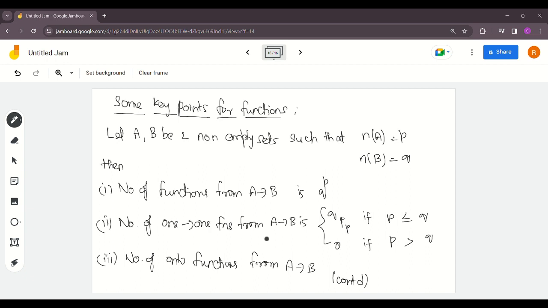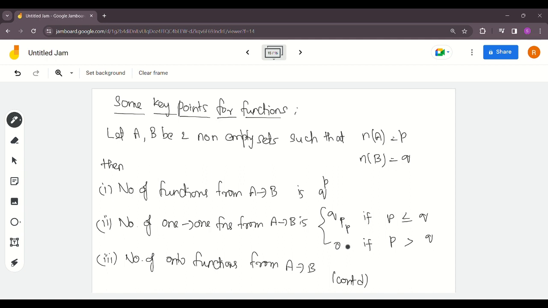Number of 1 to 1 functions from A to B. Here you have a specific condition. It is nothing but qPp. Please note that this capital P stands for permutation. nPr, nCr, permutations, combinations, you would have done in 11th, right? That thing you will have to use. So qPp, where small q and small p are the total number of elements present in B and A respectively, if p is less than or equal to q. If p is more than q, then the total number of one-to-one functions becomes 0.